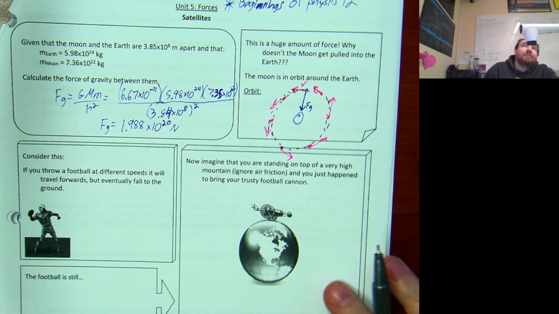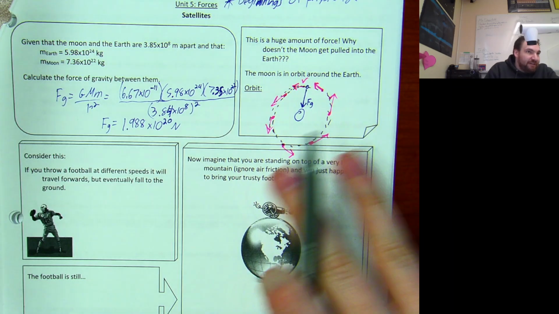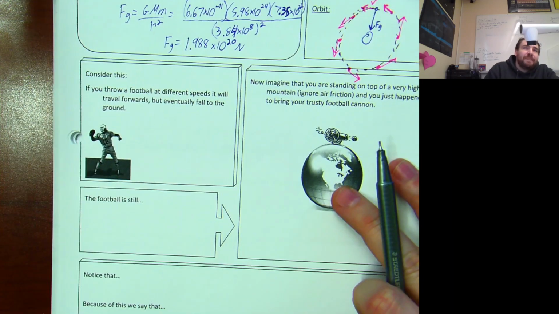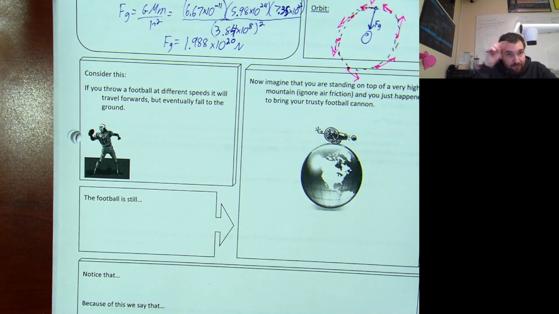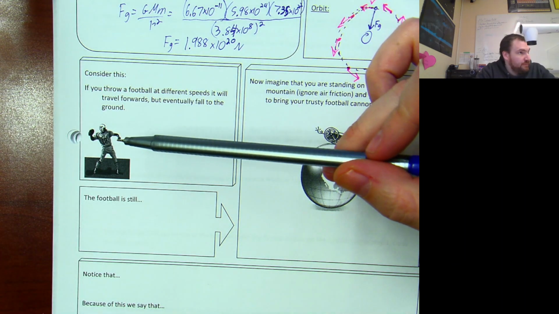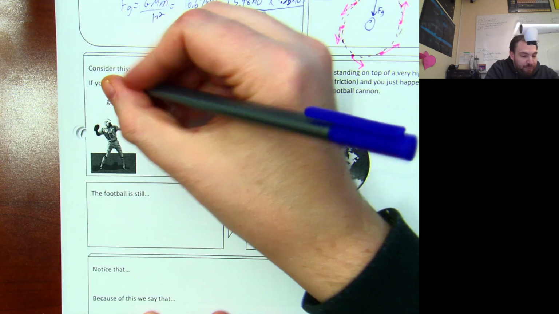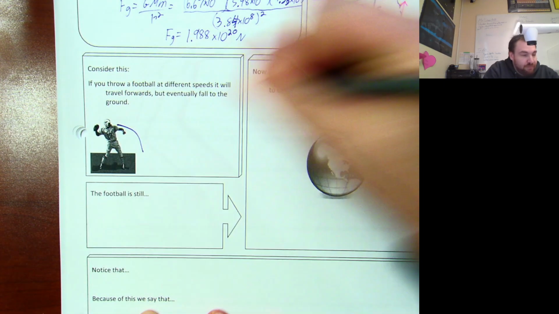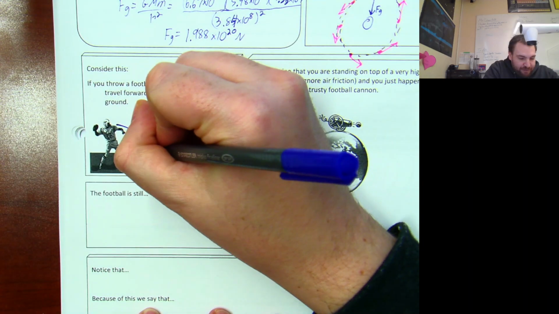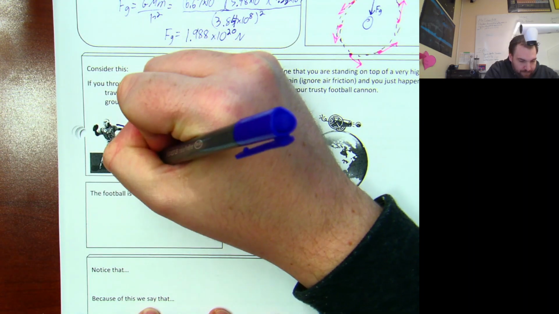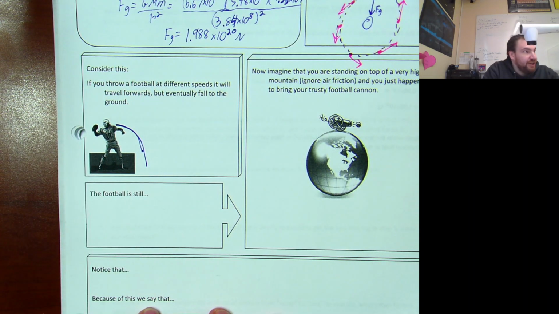Okay, so let's talk about this same effect on a smaller level. If I throw a football straight, what's the football going to do? If I throw it pretty weak, it's just going to go all the way to the ground. Okay, if I throw a little stronger, what's it going to do?